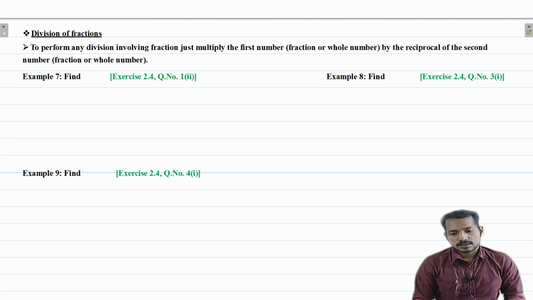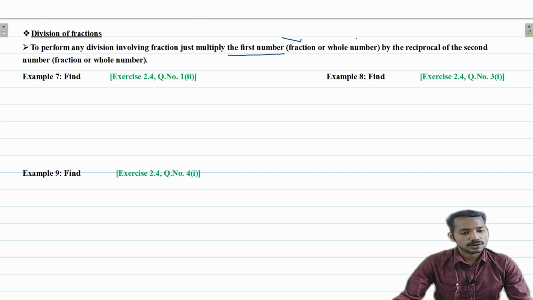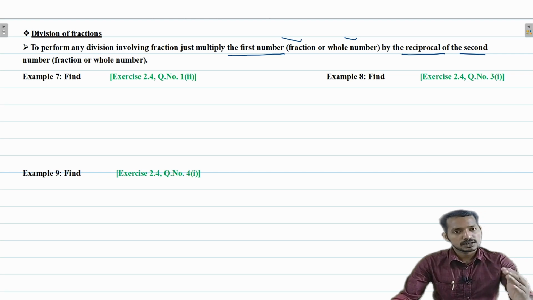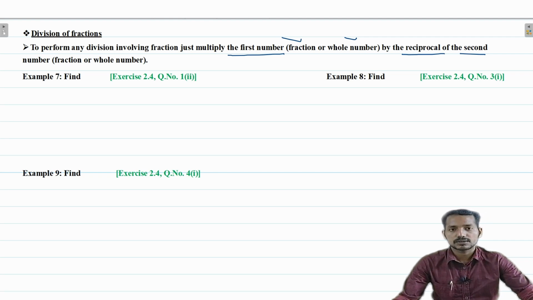Division of fractions. To perform any division involving fractions, just multiply the first number, which can be a fraction or a whole number, by the reciprocal of the second number. That also can be a fraction or a whole number. Very simple. Multiply the first number by the reciprocal of the second number in case of division involving fractions.